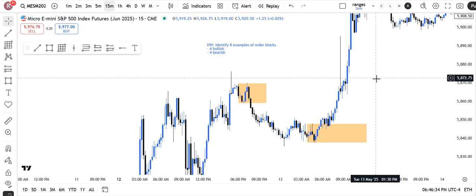And next time, what should we discuss next time? What haven't we discussed? We've been through fair value gaps, we've been through volume imbalances, we're done with order blocks. We can do breaker blocks. Breaker blocks are a very strong confluence as well. So I think we're going to do breaker blocks next time.